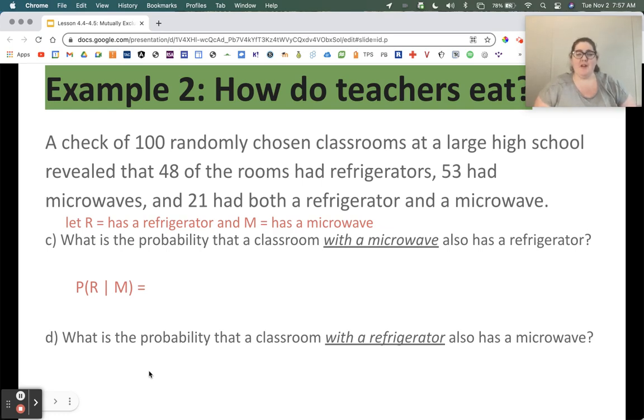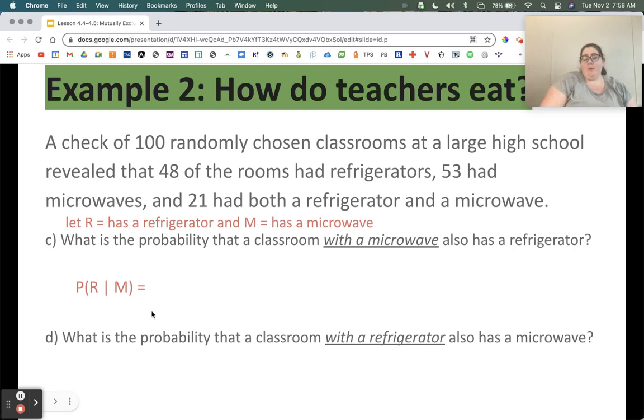So I do want to mention here that sometimes that notation is going to feel backwards based on the wording of the question. But remember, what's given, what we know for sure is true, comes after the line. So it may feel backwards compared to how the wording of the question gives you the information, but what's given always comes after the line.